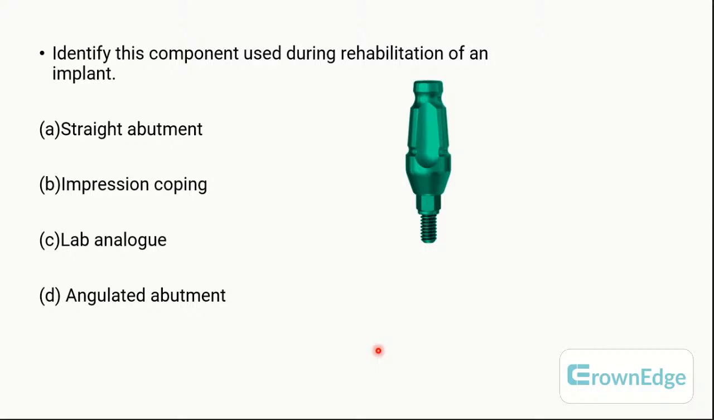Anybody? Which among the four? How do I distinguish between the different types of components which are used in your implant system?